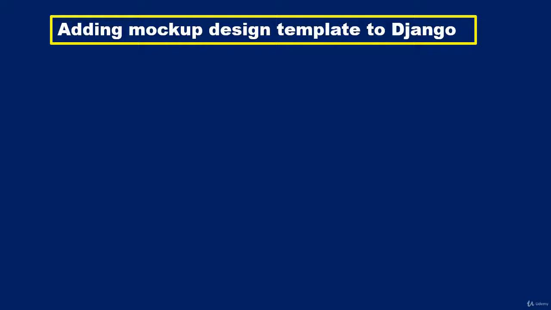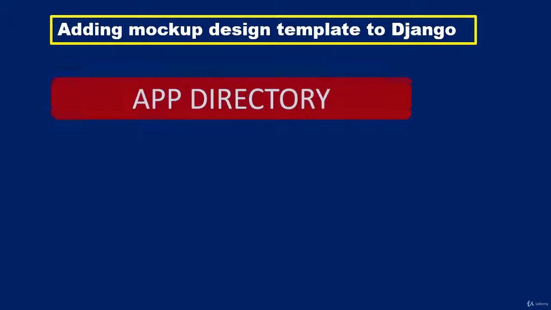It is always a good idea to create the mockup design template for your Django projects, and then you move them into Django and make Django interact with them to function for the project. So there are certain steps you need to take to move the mockup design templates into Django. So this has to be done inside the app directory.